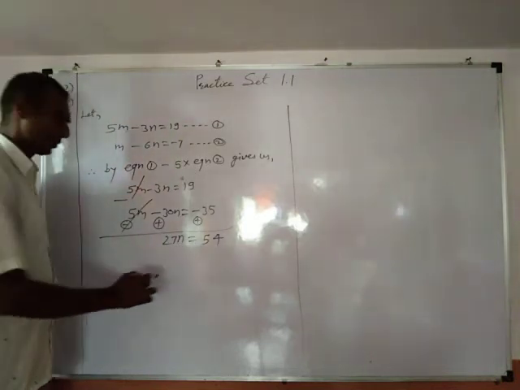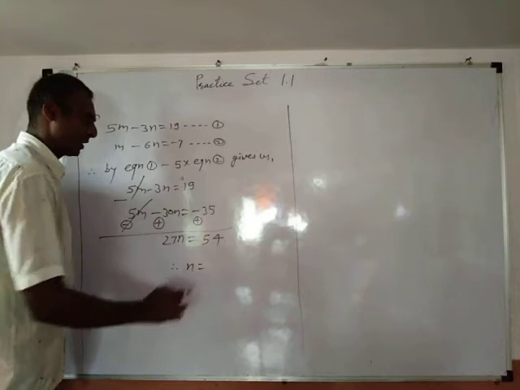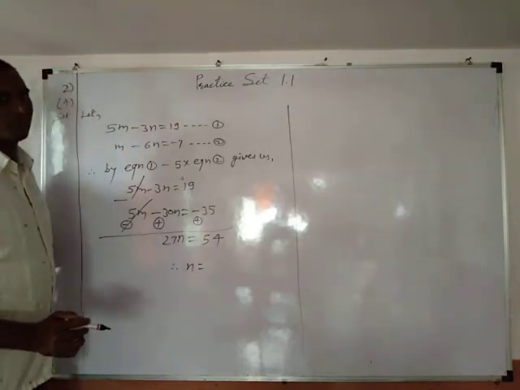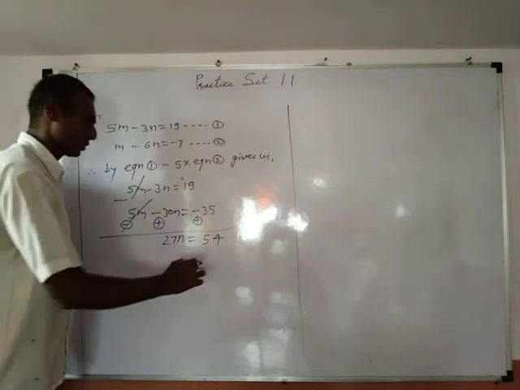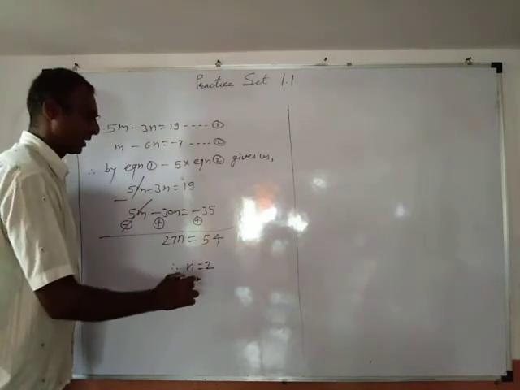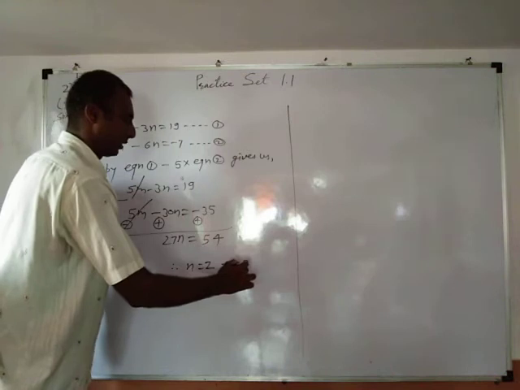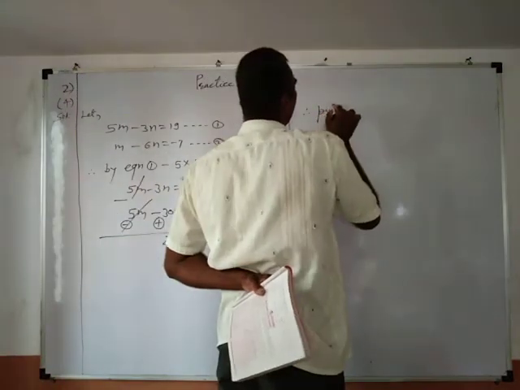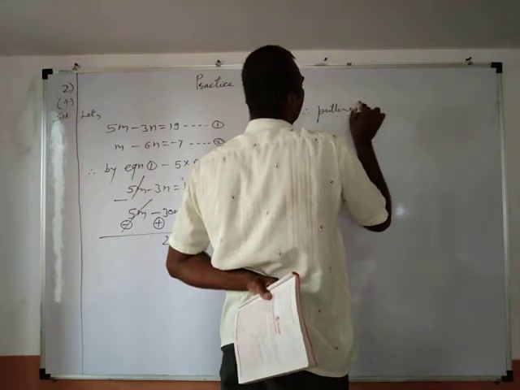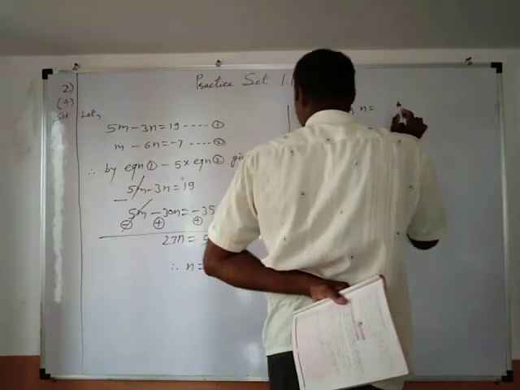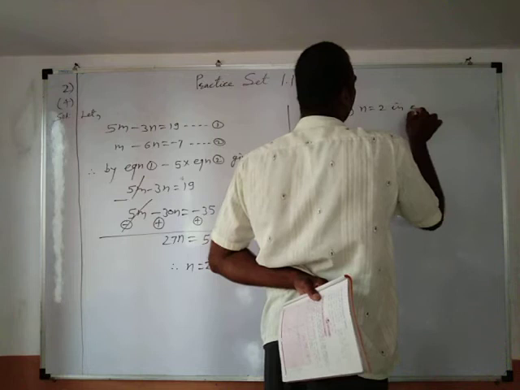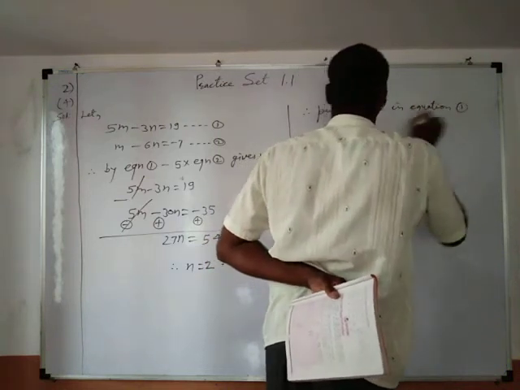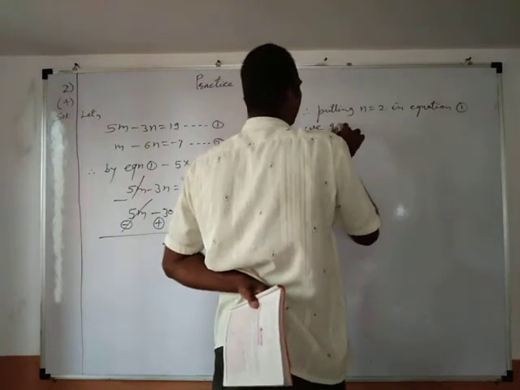27n equals 54, and therefore n equals 54 upon 27. 27 ones are 27, 27 twos are 54. That's why n equals 2. Equation third. Therefore, putting n equals 2 in equation 1, we get, what we get.